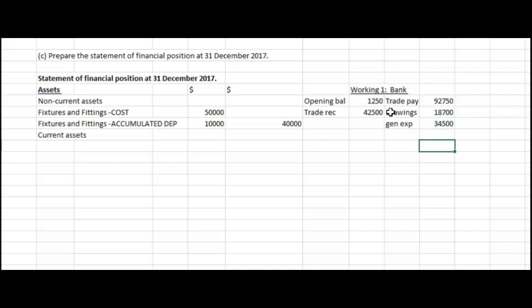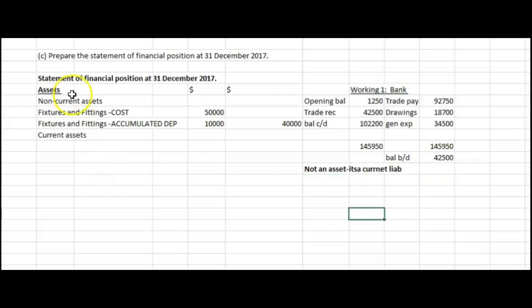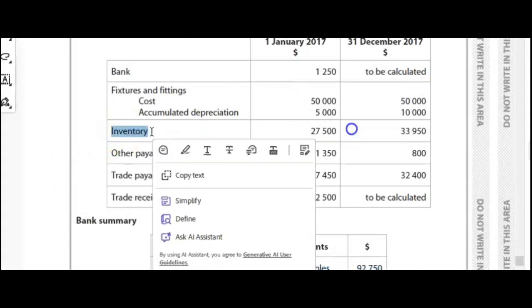Next, we check which side is higher. In this case, the credit side is higher, so we put the total on both sides and calculate the difference on the lower side. The difference comes on the credit side, which tells us that the bank has a credit balance, meaning it is actually a bank overdraft, a current liability. Therefore, we do not include it as a current asset.